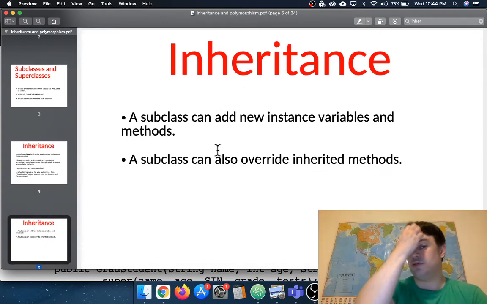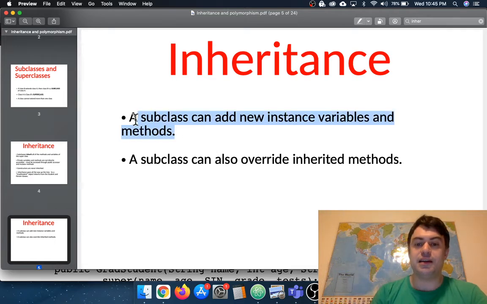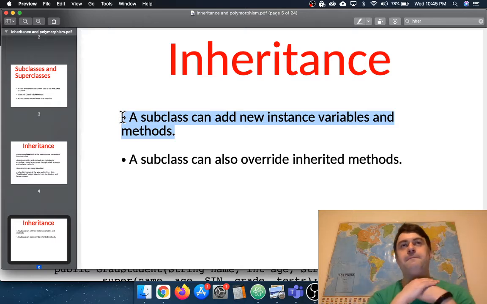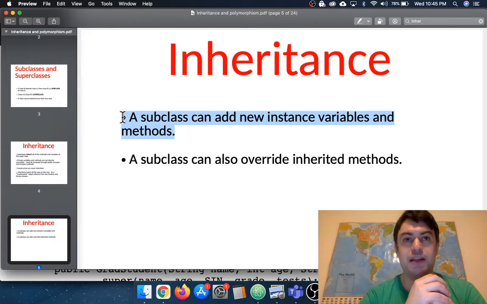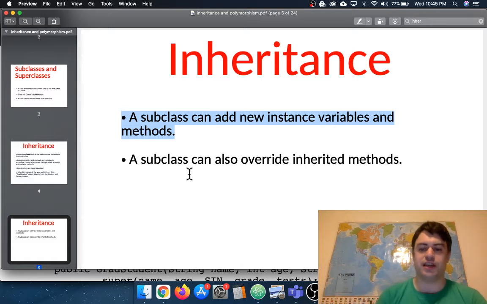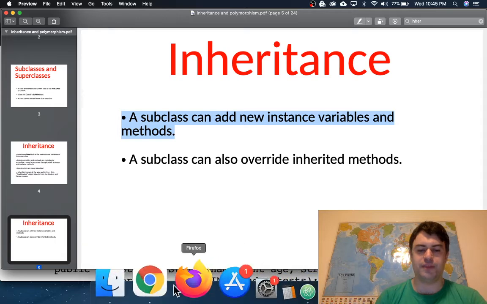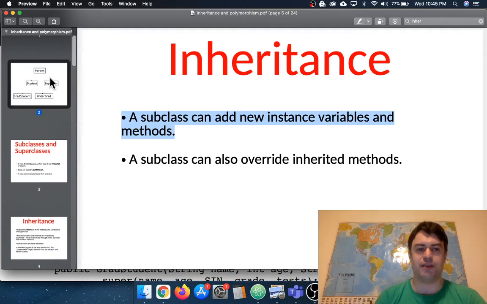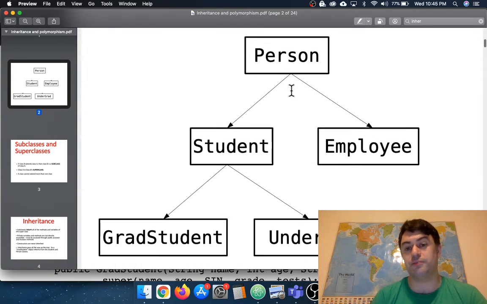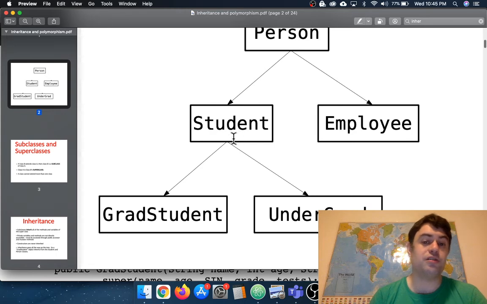A couple other things to know is that a subclass can add additional instance variables and methods. That's why it's called extends. You're treating the superclass as a foundation, but you are going to be adding additional things onto it. Just like in our code here, maybe I'll go up to the diagram. A person needs to keep track of name and age and social insurance number for our purposes, but a student also has grades that they need to keep track of.